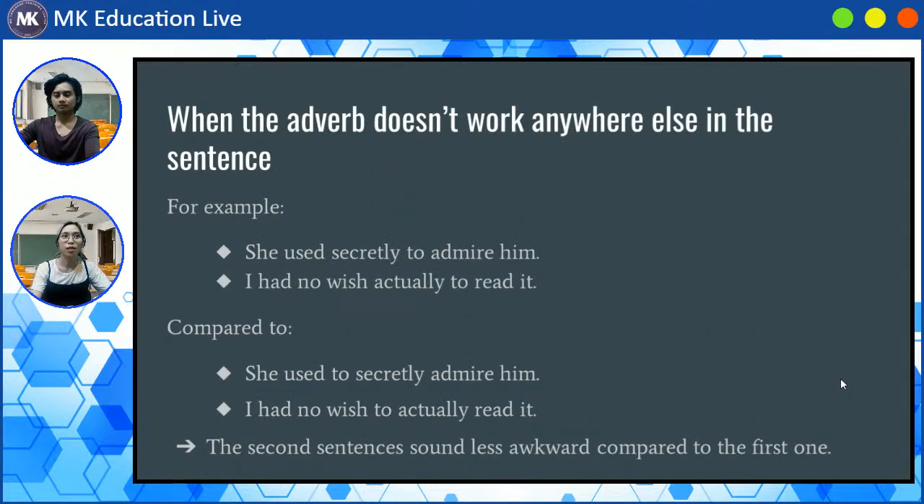Second use is when the adverb doesn't work anywhere else in the sentence. For example, she used secretly to admire him, and I had no wish actually to read it. Okay, so we compare it to the second sentences. She used to secretly admire him, and I had no wish to actually read it. Okay, so compared to the first sentences, the second sentences sound less awkward. Okay?